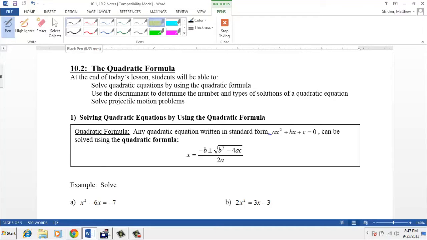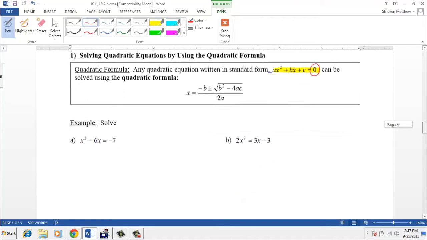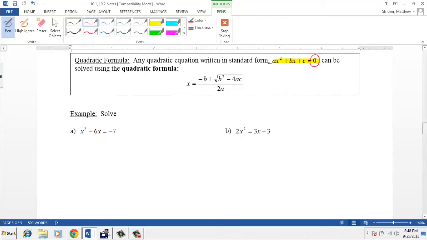Again, it's good for when we have quadratic equations in this form where everything's set equal to 0. To use a quadratic formula, you have to have everything equal to 0. And it's x equals negative b plus or minus the square root of b squared minus 4ac all over 2a. And so, again, this should be something you've seen before, but let's go ahead and take a look at how we'd use that for a couple of examples.